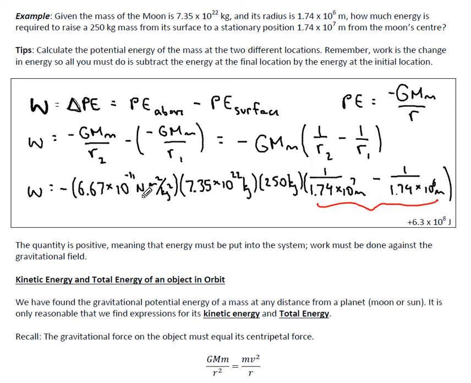So the negative and the negatives cancel. We end up with a positive value for energy of 6.3 times 10 to the 8 joules. Which makes sense. We need to use energy to get away from the surface of the Earth.